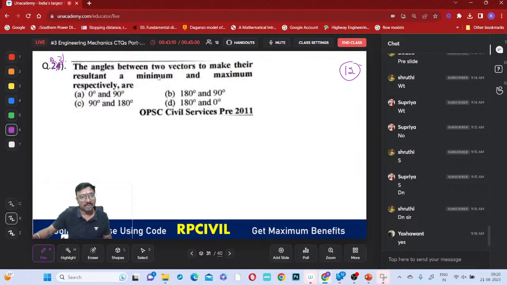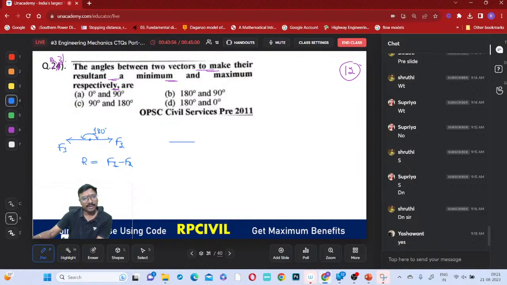This is the leaderboard. Now, angle between the two vectors to make their resultant a minimum and a maximum respectively. When is it possible to have the minimum? When the two forces are like this, this is F1 and this is F2. What is the resultant force? The angle is 180 degrees. The resultant force will be F1 minus F2, right?